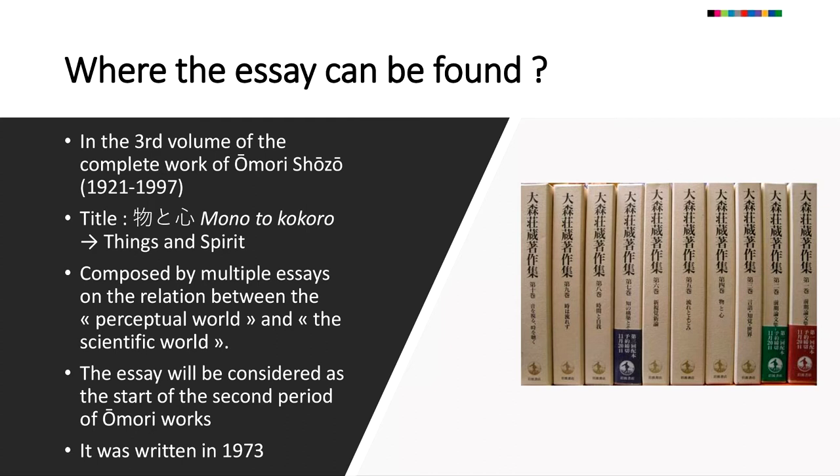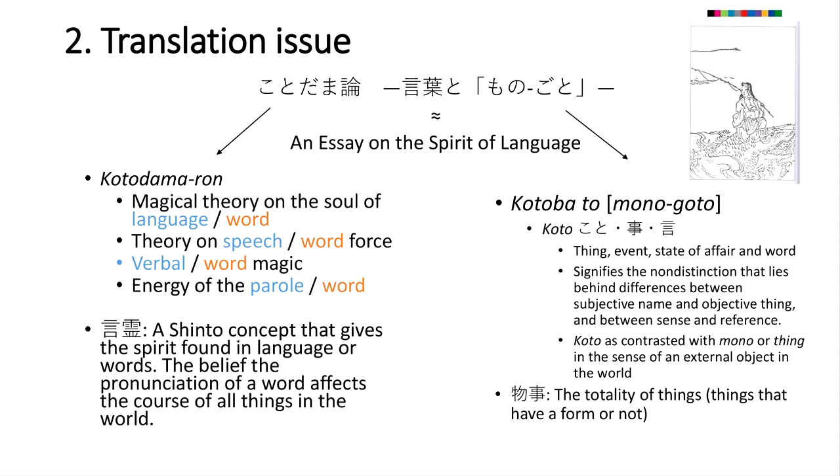The essay that we will consider is the start of the second period of Ōmori Shōzō, as Ōmori Shōzō has three periods in his career: the youngest, the mature, and the oldest. And the work is slightly different between the three periods. The first period is much more about logic, the second is much more about perception, and the third is much more about time. Okay. And so the second period starts with this text that we're going to analyze together.